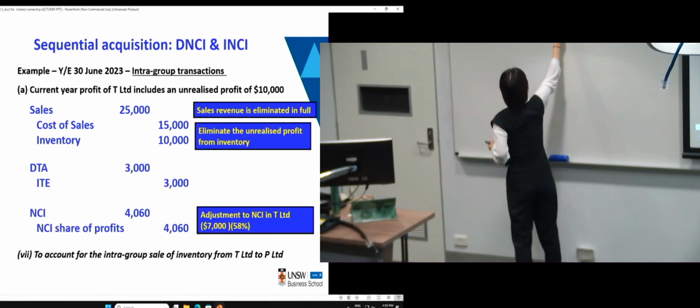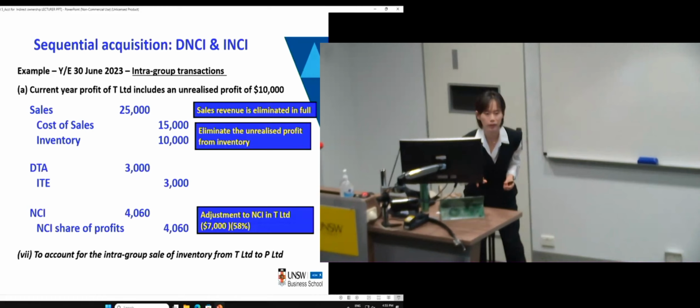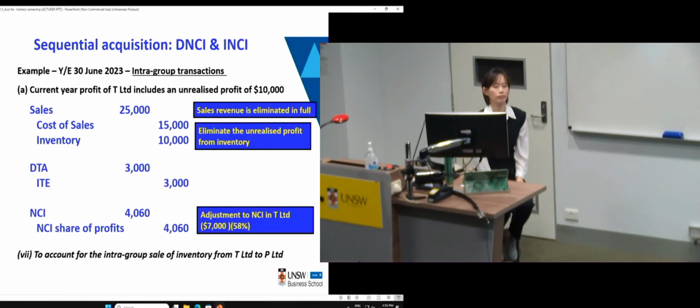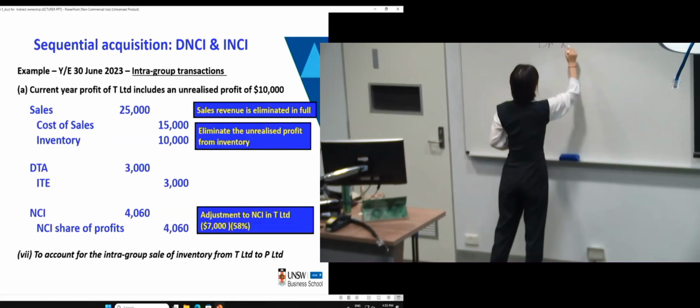start with the elimination entries. Can anyone tell me what my elimination entries are? Now, I have an intergroup transfer. I'm at 30 June 24, right? Which means I have an intergroup transfer of inventory in the last year. And by the end of last year, this inventory remained unsold. Therefore, I have unrealized profit contained in opening retained earnings. So your first line adjustment will be debit retained earnings, opening balance. Number?